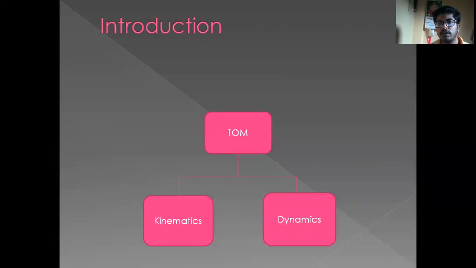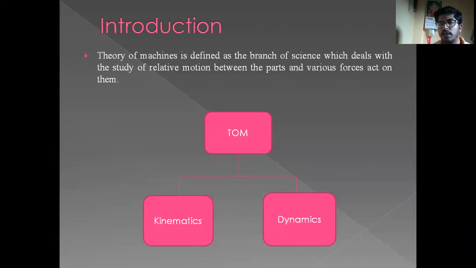So let us start with first, what is theory of machines, or what you mean by mechanics of machines. The theory of machines is the branch of science which mainly deals with the study of relative motion between the parts and various forces acting on them. Majorly, the theory of machines can be classified into two major branches: one is kinematics and one is dynamics. You can see the flow chart.